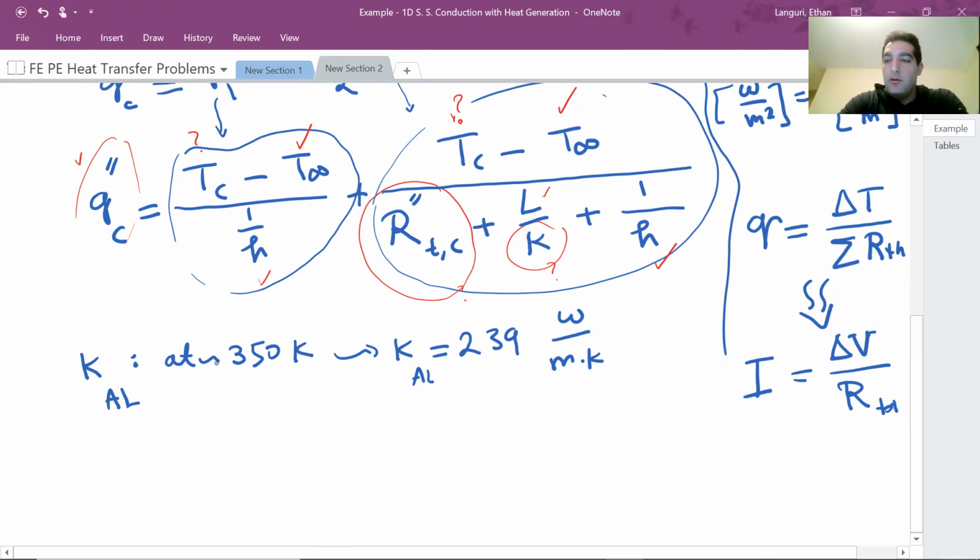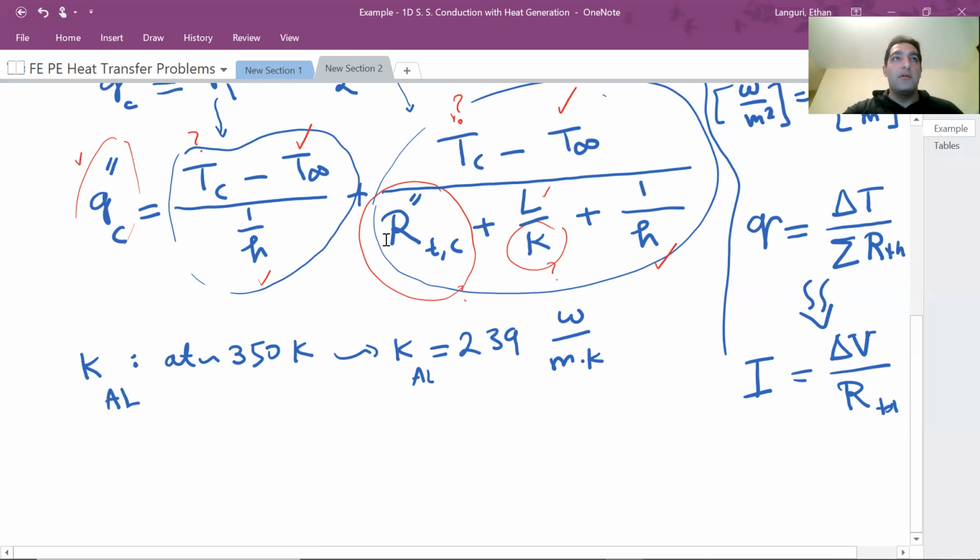Again, you can be close to this, even not necessarily this, but as long as you write down the K where you find it, and it's a meaningful guess for the temperature, the approach is correct. And we can always come back. If we solve the problem and we see that the temperature we find for the chip is hugely different than what we assume, we can always adjust it and redo the problem.